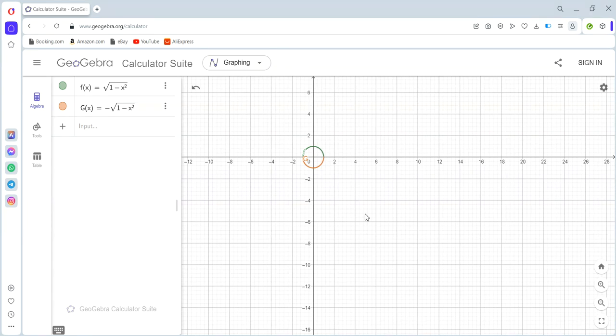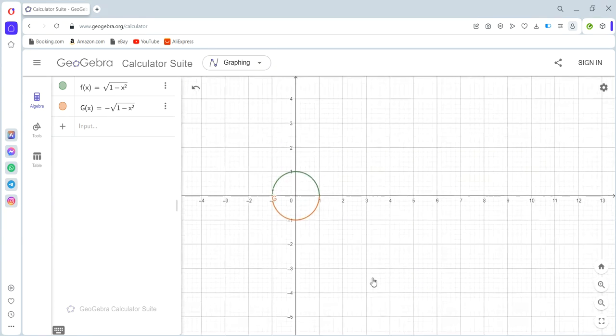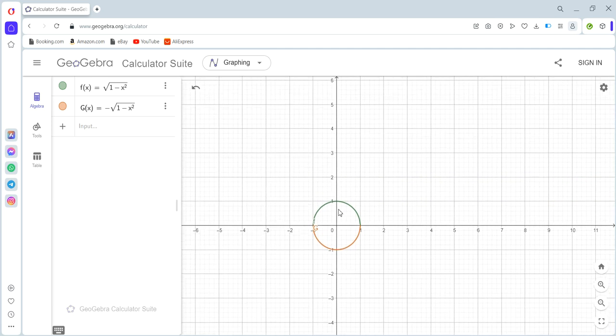Let's see here. The green one is f of x, and the orange one is g of x. So they are two functions, not a single function. This curve is two functions.